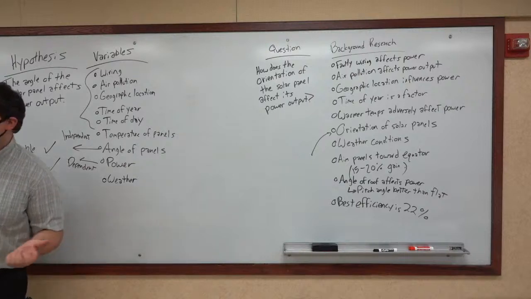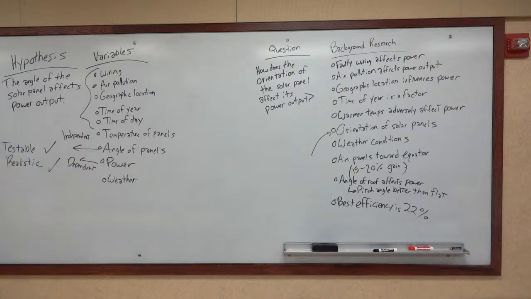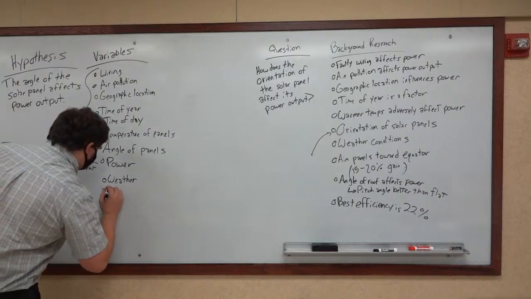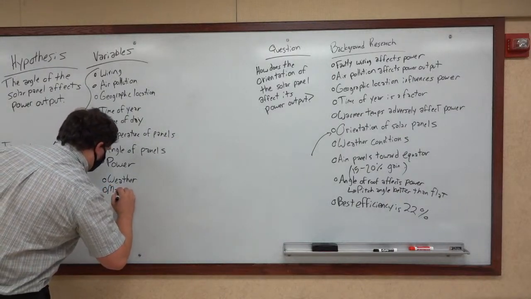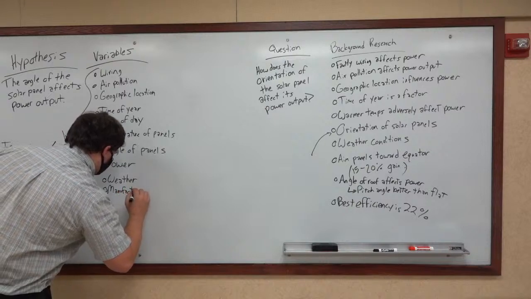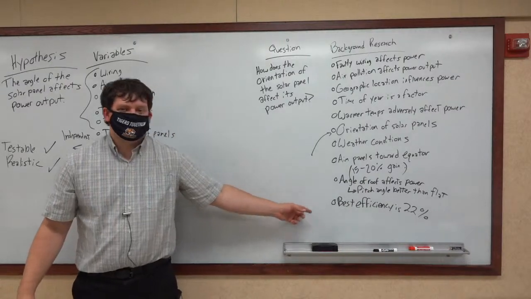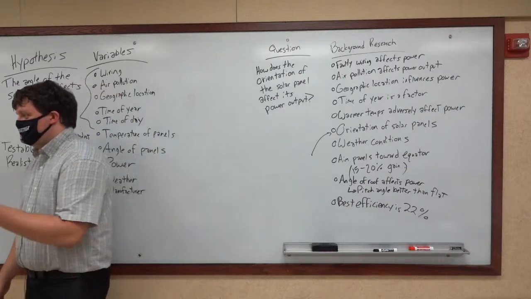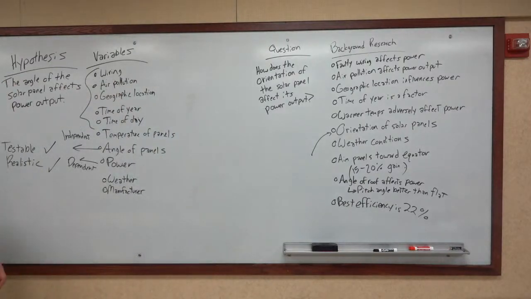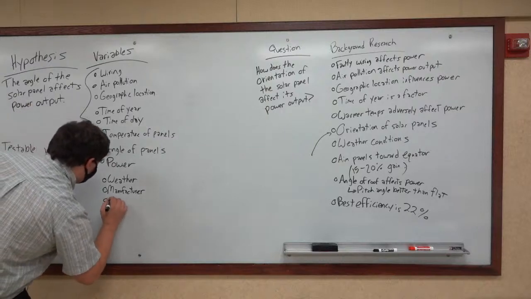Okay, what other variables are going to affect power output of a solar panel? Brand of solar panel, whoever manufactured it, because 22% is the best efficiency from the best manufacturer. The condition, yeah, the age.